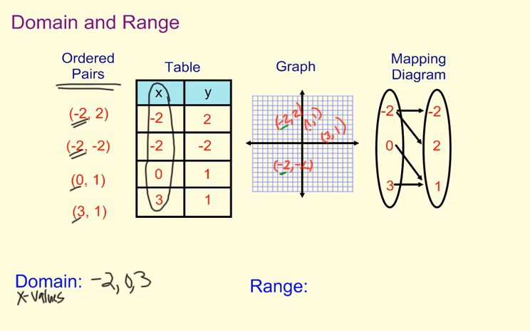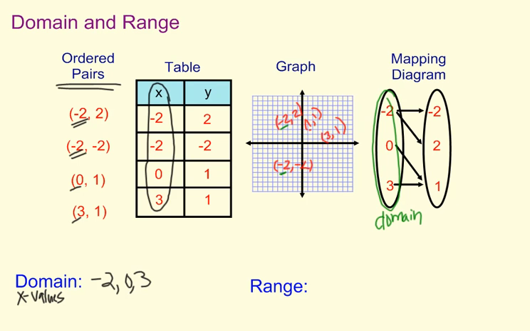When we see a mapping diagram, what we're looking for are, on the left side, these are the input values. So those are going to be your domain. So regardless of which representation we're given, that's how we go through and pick out the domain.